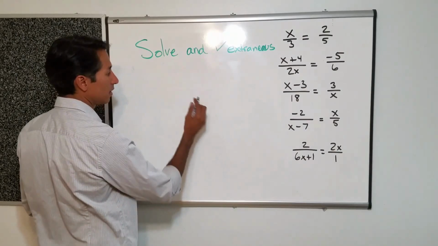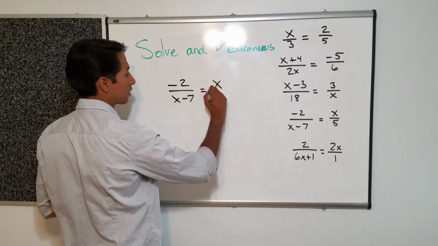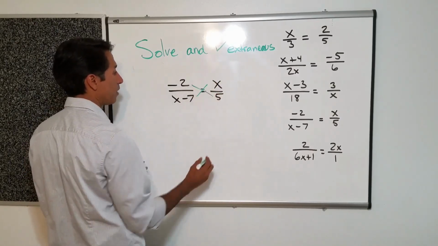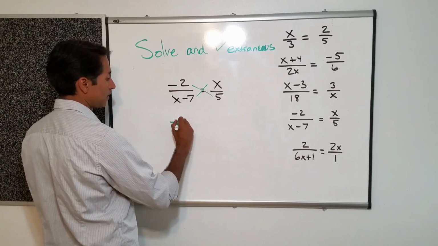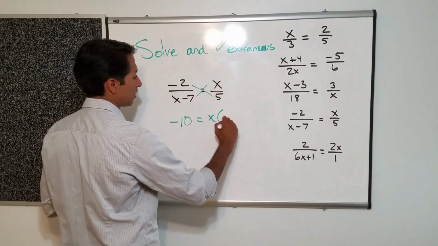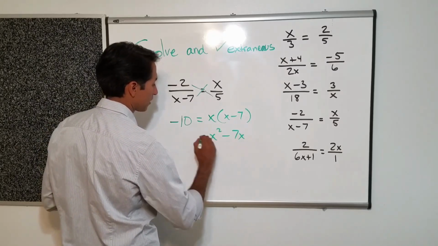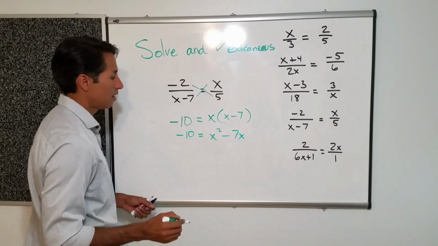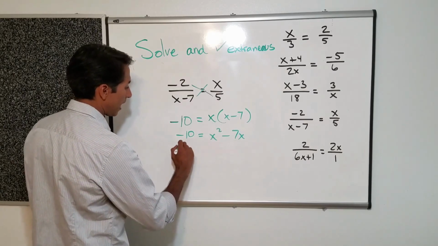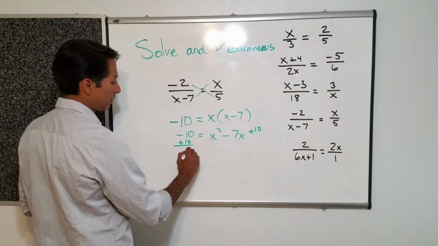All right, let's see here. We got -2 over x minus 7 equals x over 5. Same system, here we go. -2 times 5 is -10, and this guy is x times x minus 7, which is x squared minus 7x equals -10. Again, let's move this guy over, make it a trinomial. So I'm going to add 10 and add 10, and so this side becomes a 0.